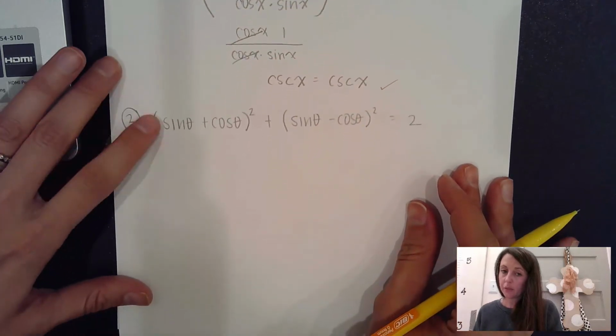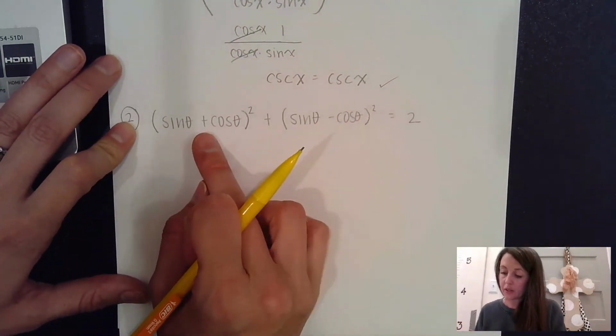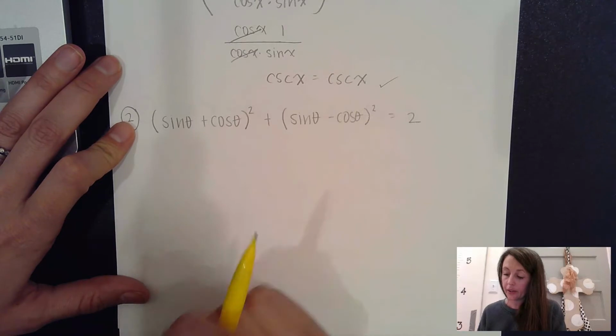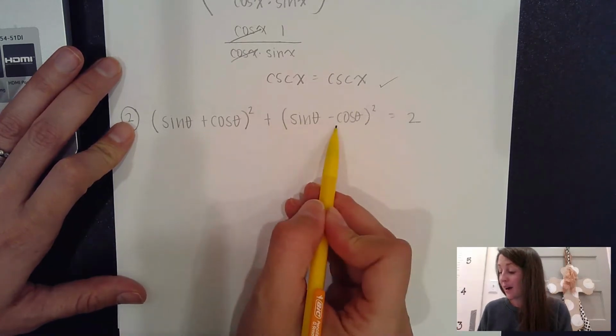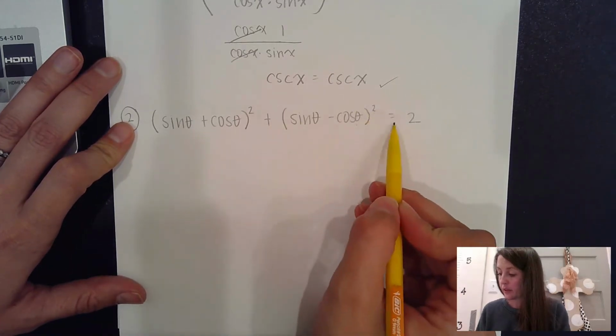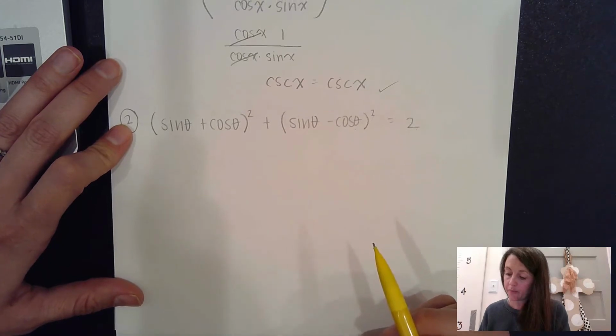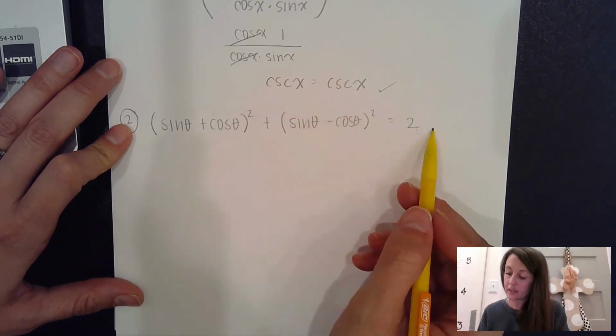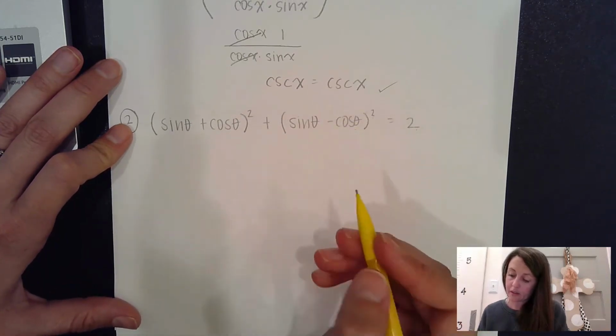Alright, let's look at the second one here. I've got sine of theta plus cosine of theta, all of that squared, plus sine of theta minus cosine of theta, all of that squared is equal to 2. Okay, so more complicated side, make it look like the less complicated side.